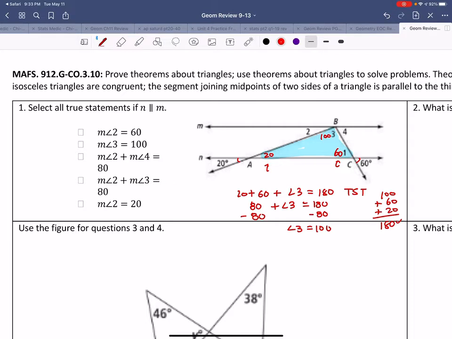Do we know, select all true statements, if these are parallel? So if these two lines are parallel, then if you see a Z, that's alternate interior angles. See this Z? If those are forced to be parallel lines, then angle 2 has to be 20 as well. And notice this is a straight line. This has to add up to 180. So 20 plus the 100 plus this angle 4 has to also add up to 180 because that's a straight angle. Straight angles are 180.